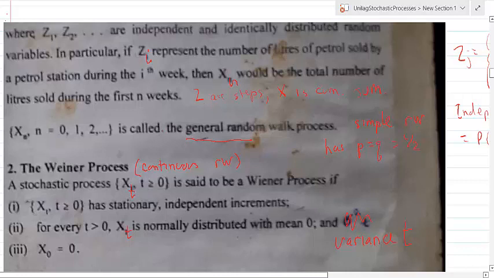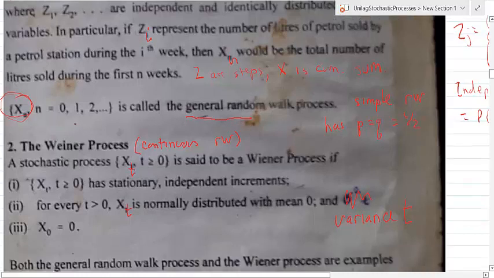Now remember that the stochastic process is a sequence of random variables where the random variables are indexed by a time variable. So here we have a sequence of random variables. Xn is called the general random walk process. So this random walk process uses discrete times, and it has discrete steps. So it's both discrete in the time variable and in the value that it can take.